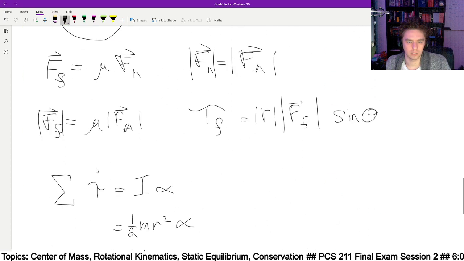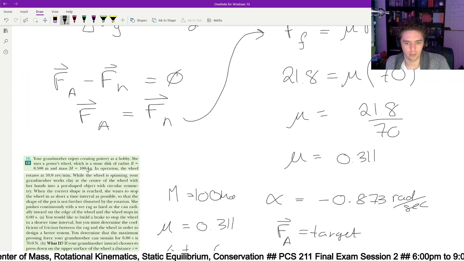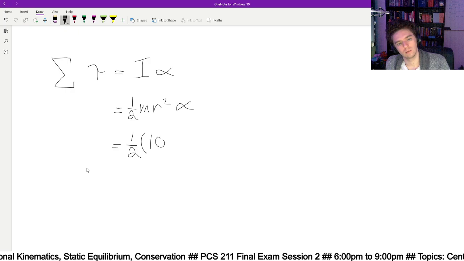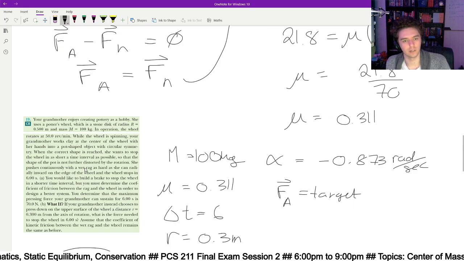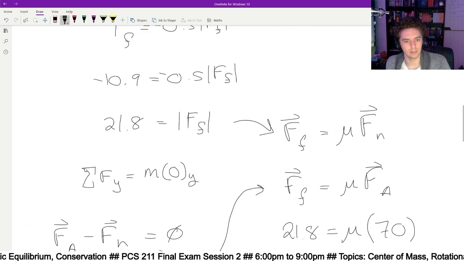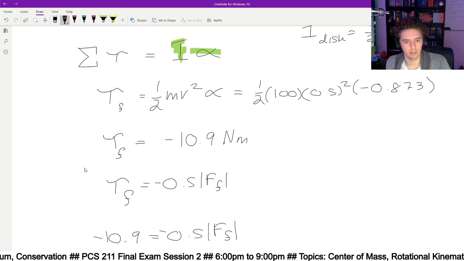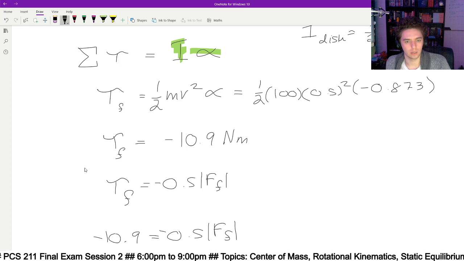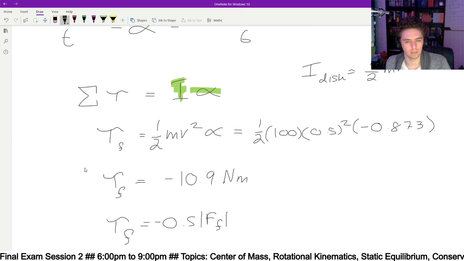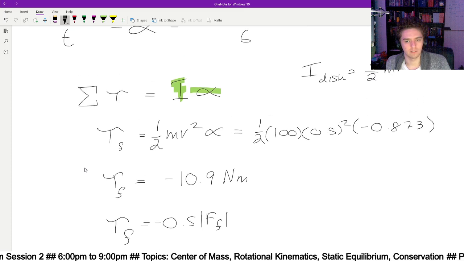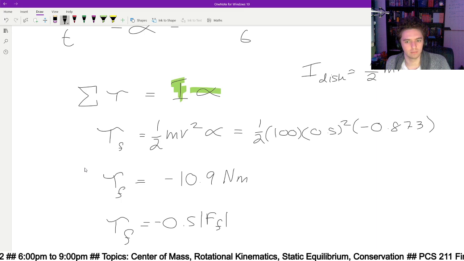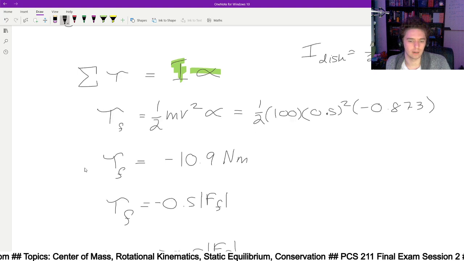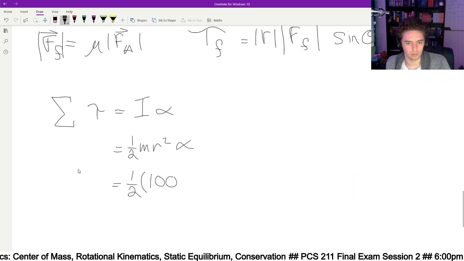So we can say 1/2. This was 100 kilograms. We can just use that. Oh, we did it before. You're right, we did it before, didn't we? So we can actually just take it from here. It's the same torque because... why is it the same torque? Oh, it's a different R. Different R value. Here it was 0.5. Now it's 0.3. So may as well just do it from the beginning again.